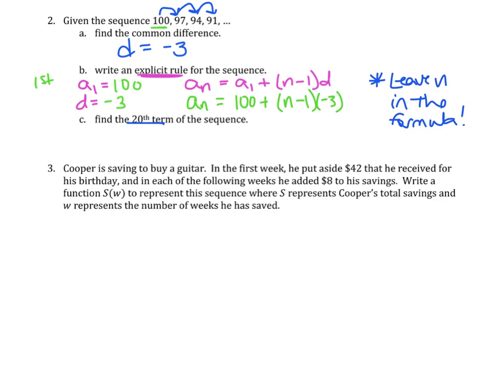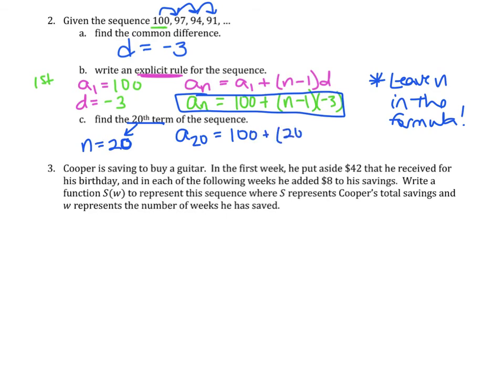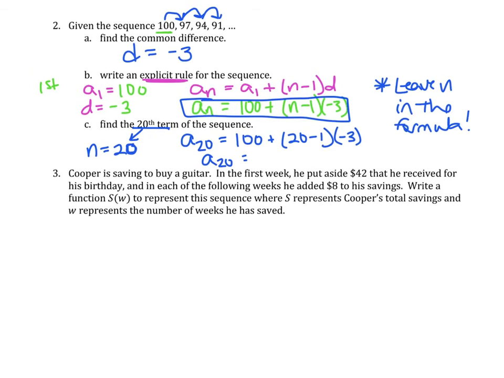Okay, the last question here asks for the 20th term. Well, now they're giving you the n. See, the 20th term is telling you n equals 20. Remember, a sub n is saying n is your nth term. So if they're asking you for a specific term, now we're ready to take our formula here that we just wrote in part B and replace the n with the 20. So 100 plus 20 minus 1 times -3. And so you can type that in your calculator, and you will get a response of 43.